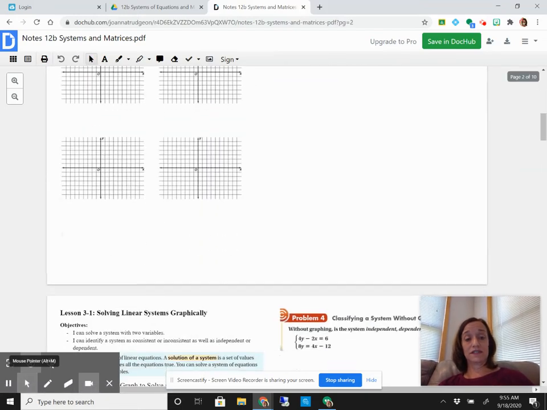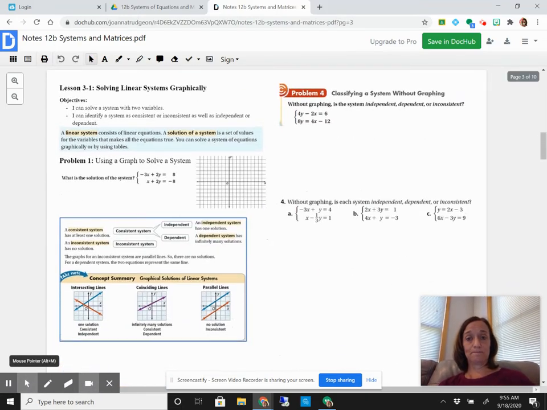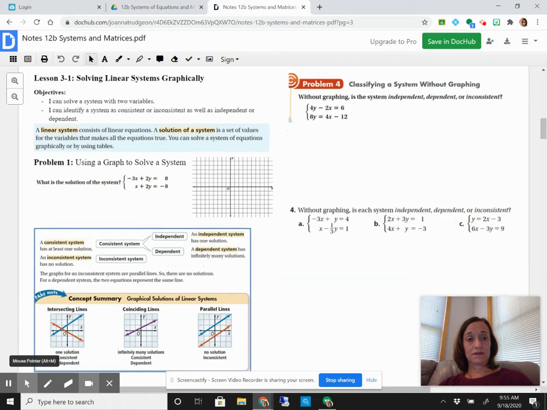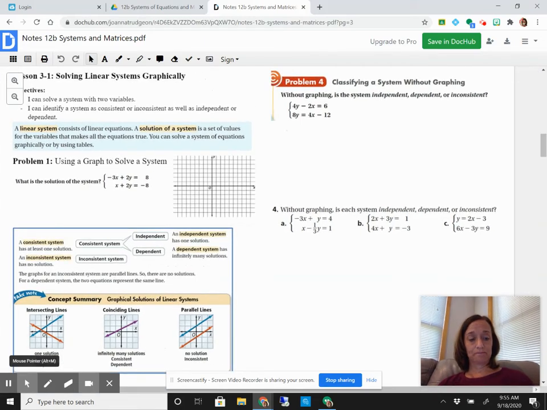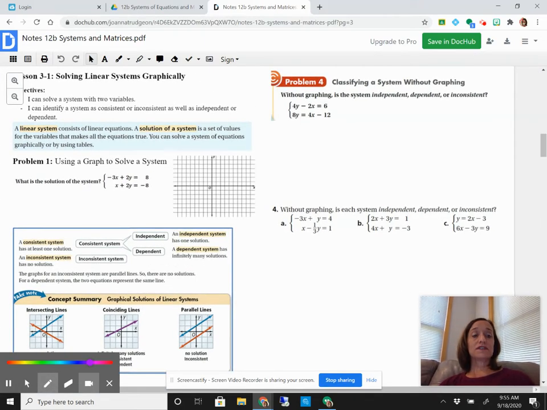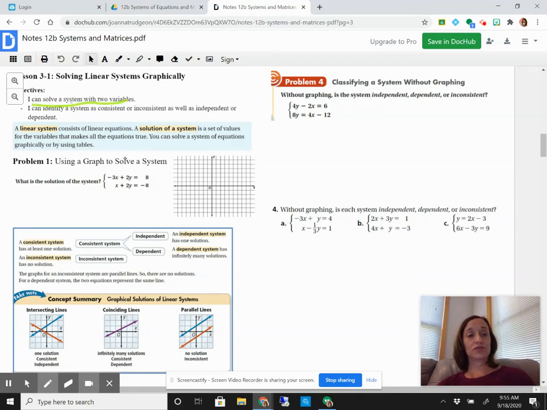Now, let's get started on 3.1. See if I can make that a little bigger. Okay. So the objective is you can solve a system with 2 variables, and then the other objective here is that you'll be able to identify a system as consistent, inconsistent, as well as independent or dependent.